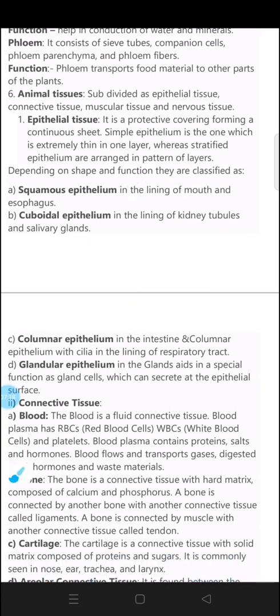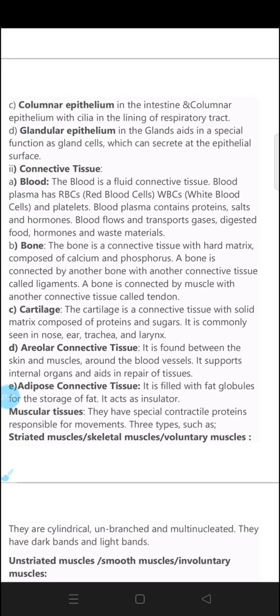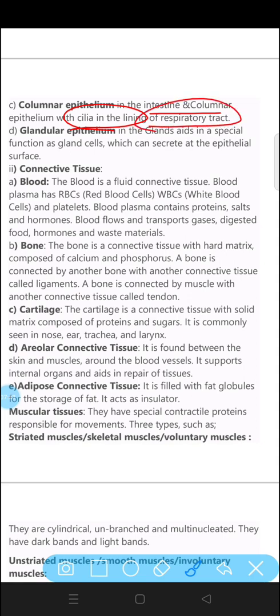Next is cuboidal epithelial. It is present in the lining of kidney tubules and salivary glands. Now next type of epithelial tissue is columnar epithelium. Columnar epithelium is present in intestine, and columnar epithelium with cilia. It is ciliated, and cilia help in movement. So the basic example is respiratory tract.